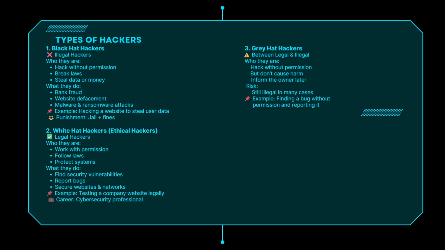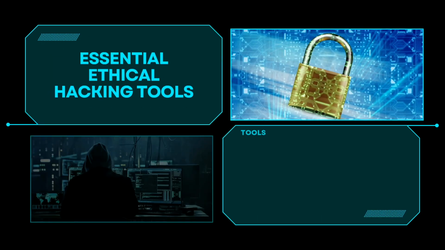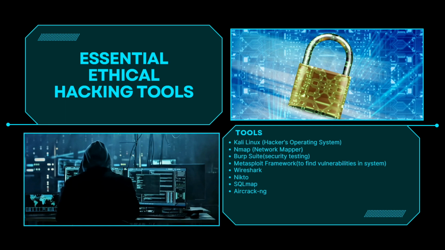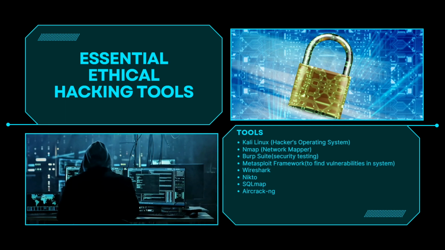Next, we will discuss what are the tools we will use in ethical hacking. Number one is Kali Linux. Kali Linux is a special operating system made for ethical hackers and cybersecurity professionals. Second one, Network Mapper. Network Mapper is used to scan networks and find connected devices. Number 3. Burp Suite. It is mainly used for testing web application security. Number 4. Metasploit Framework.